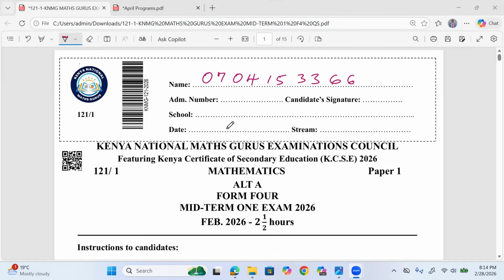Today we're going to discuss the Kenya National Mathematics Guru Examination Council, Mathematics Paper 1, Section 1.